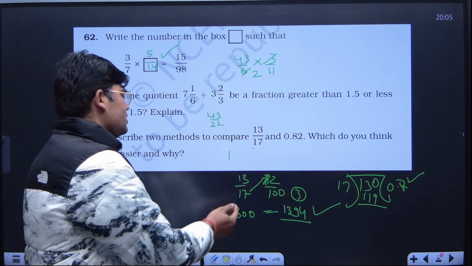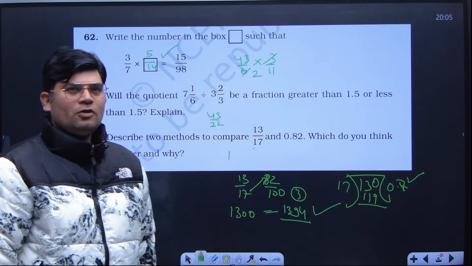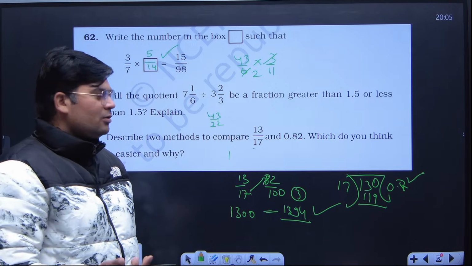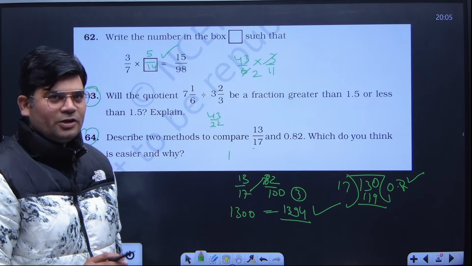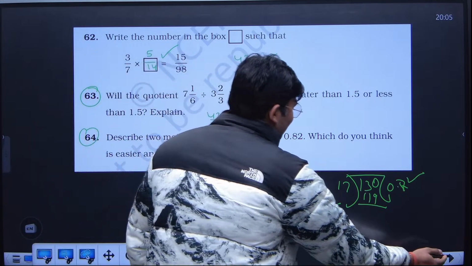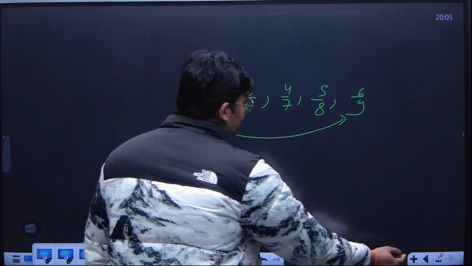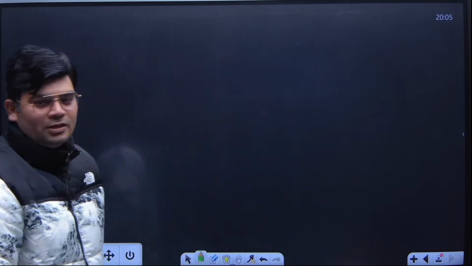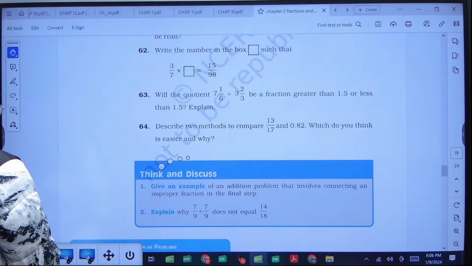So which method is easier? I think for me both the methods are easier. You can choose yourself. That is not a question, because when a question has different answers for different students, then those questions are not asked.